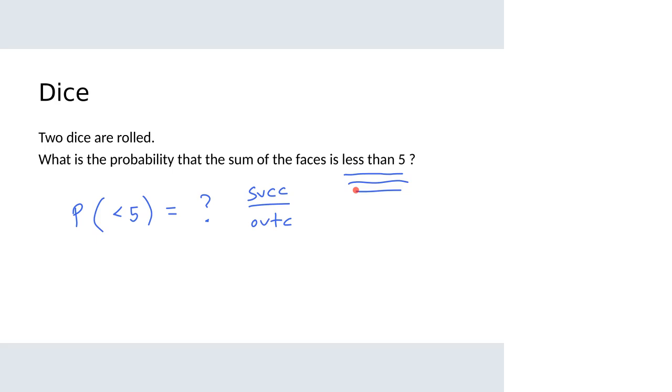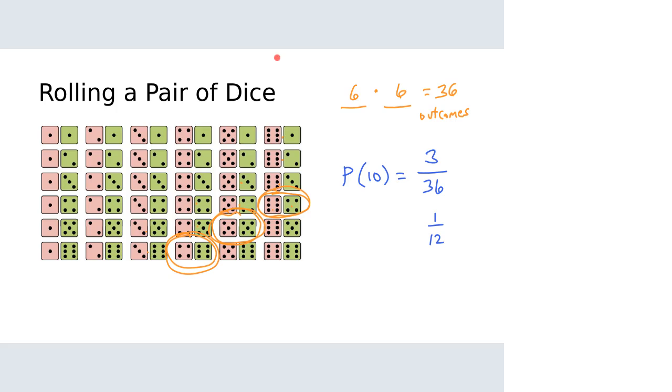We'll go back to our picture. So this time we want the probability that the sum is less than 5. And again, we're looking for successes over outcomes. We know we have 36 outcomes. I'll give you a second. I'm not going to do a poll or anything like that. And I'll write this one, you don't have to type it.